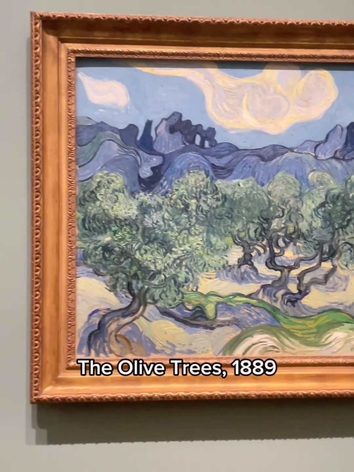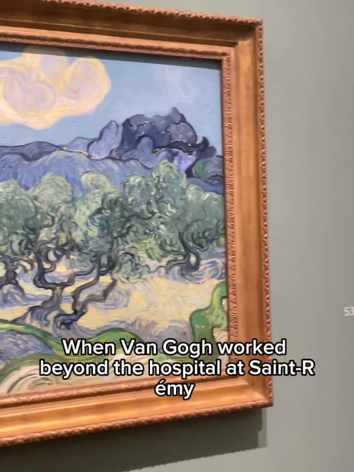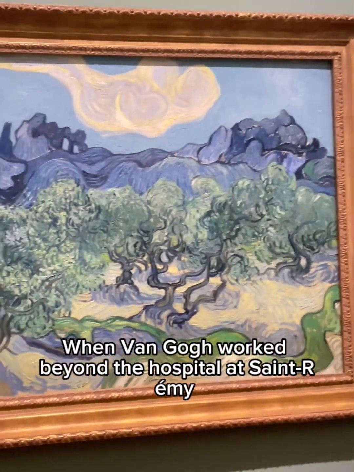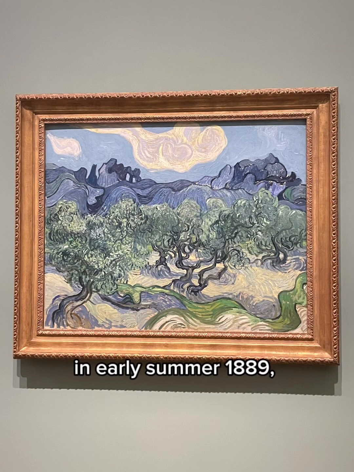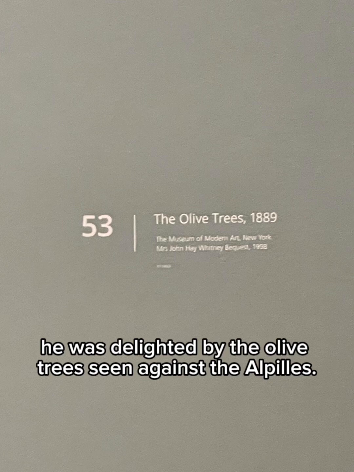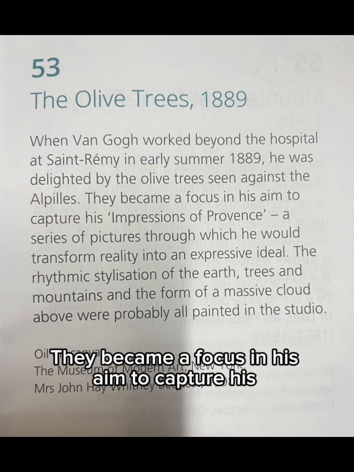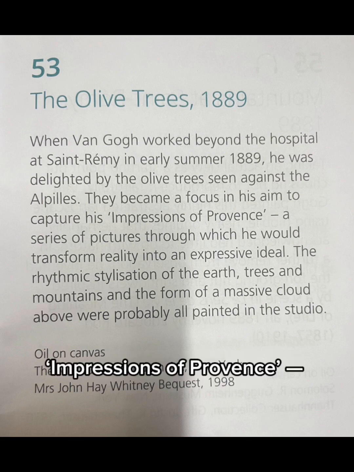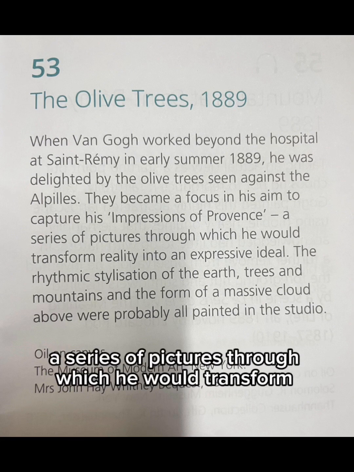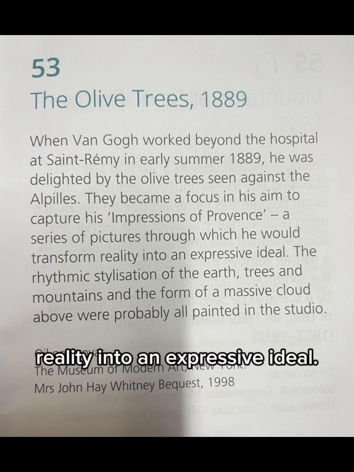53. The Olive Trees, 1889. When Van Gogh worked beyond the hospital at St. Remy in early summer 1889, he was delighted by the olive trees seen against the Alpilles hills. They became a focus in his aim to capture his impressions of Provence, a series of pictures through which he would transform reality into an expressive ideal.